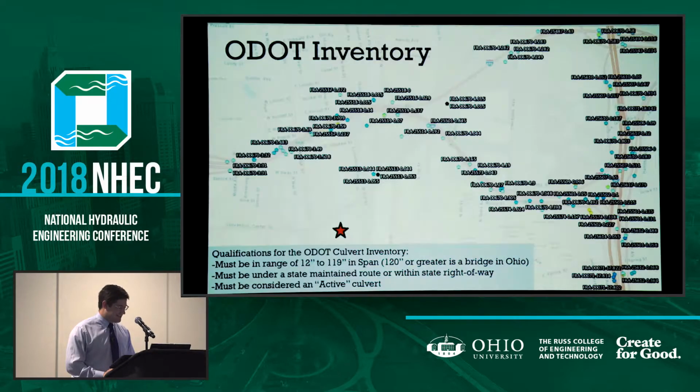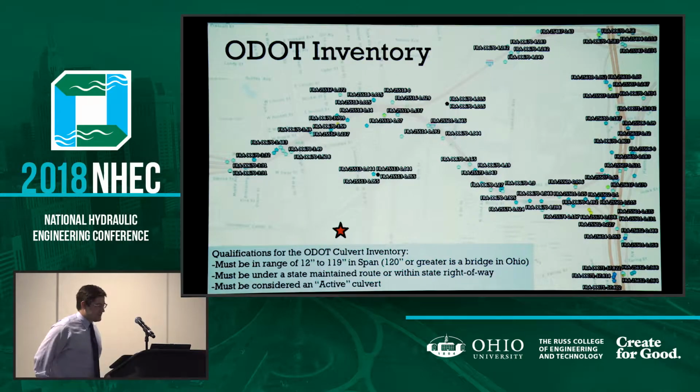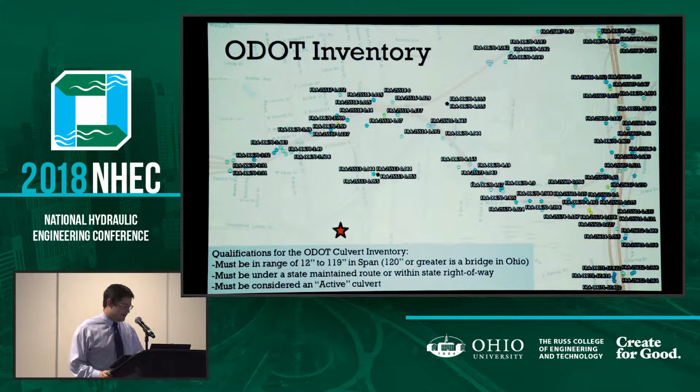Okay, sorry. All right, so here's an example of the ODOT inventory. Right now we're at the Red Star, at the convention center. This is just to give you an idea of how many culverts we really have in just a short span, probably about a mile extent. A lot of people, if you talk to a non-hydraulic engineer, don't really realize how many culverts and storm sewers we have under our roadways.